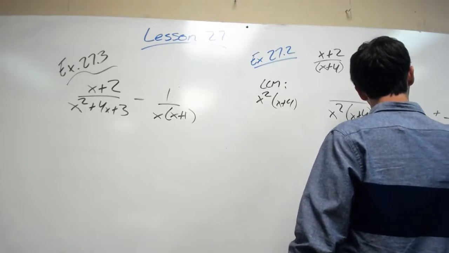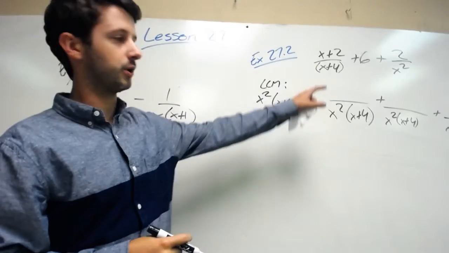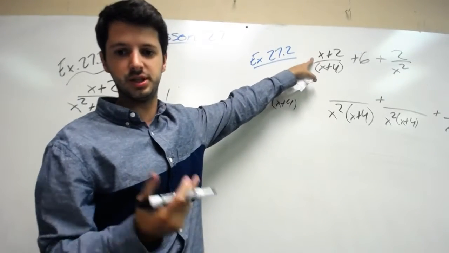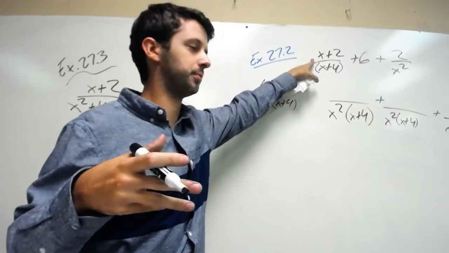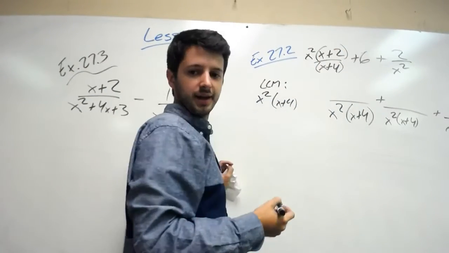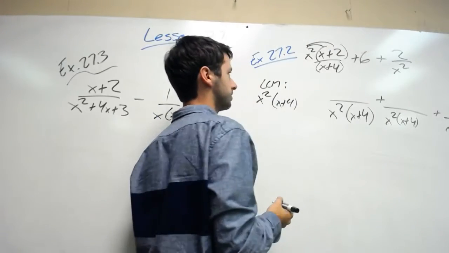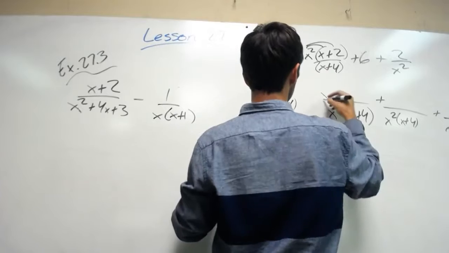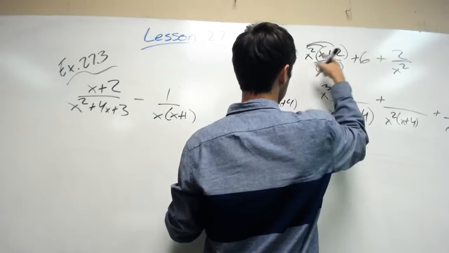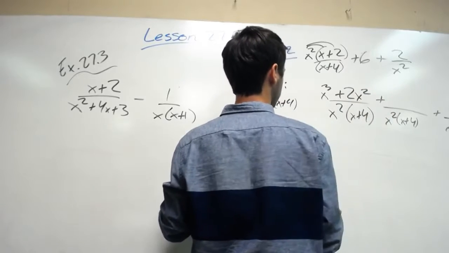And we're going to now find out what each one was missing. This one already had an x plus 4. So the x plus 2 just needs the x squared. Well, you still have to multiply it. You don't just add it in there, you multiply it. So we multiply the x squared by the x and the positive 2. So we distribute: x squared times x, x cubed; x squared times 2, positive 2x squared.